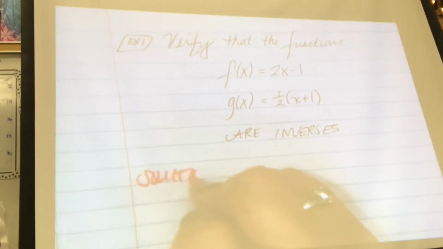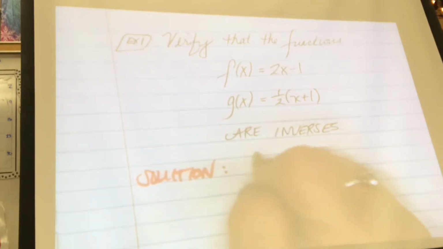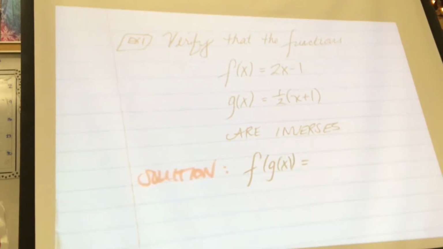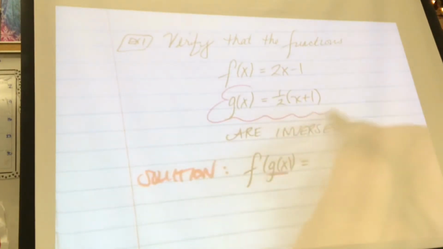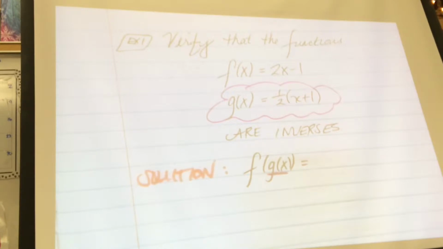So the way we find the solution is by plugging it in. The first one that we're going to be plugging in is f of g of x. That means I'm going to take g of x and put it inside f of x. Here's g of x. I'm going to take this function and put it inside f of x. Let me show you what that means. That means I want f with g of x in it.